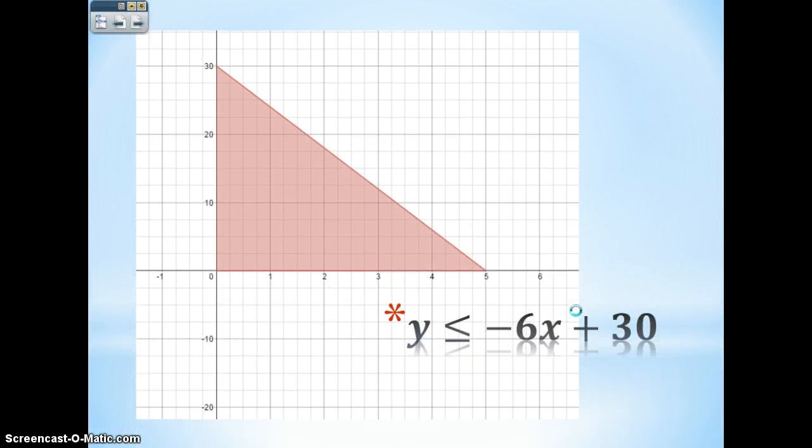When we graph it, we'll see that we have a solid line because of the less than or equal to. We're shaded below the line because it's less than. We have a y-intercept and a slope. Perfect. Now, why is this graph only in the first quadrant? Well, we know that our y values and our x values can't be negative because we can't have negative soda or negative pizza.